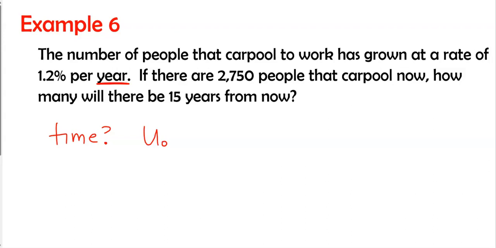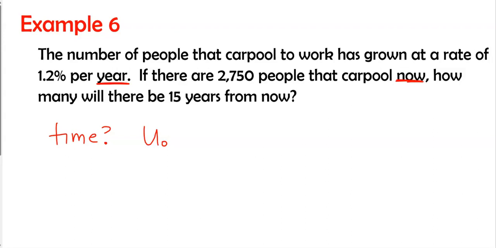Okay? The reason for that is if you have a problem with time, your first term is actually when 0 time has passed. Okay, we're talking about right now, 2750 people carpool to work. So we don't want any time to have passed. So that's why we're going to use u sub 0. So that's the first important part.